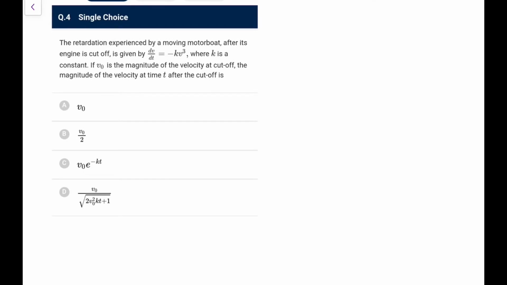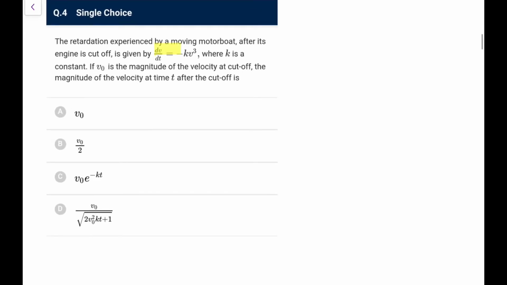The retardation experienced by a moving motorboat after its engine is cut off is given by this. K is a constant, V0 is the magnitude of velocity at cut off, and we need the magnitude of velocity at time t. So we can directly say dv upon v cube is minus k dt. Take the limit from 0 to t, and the limit v0 to v.